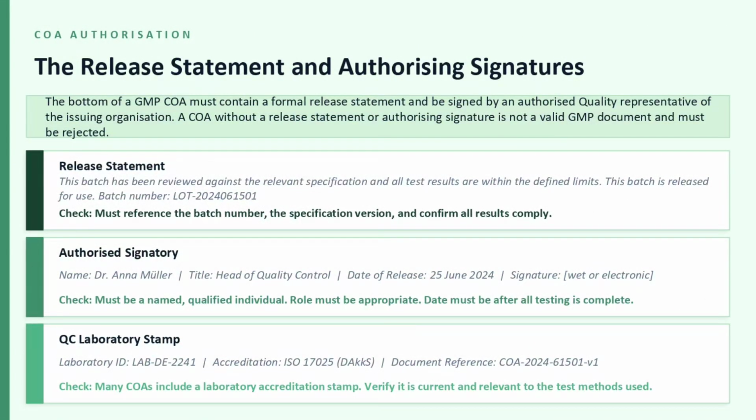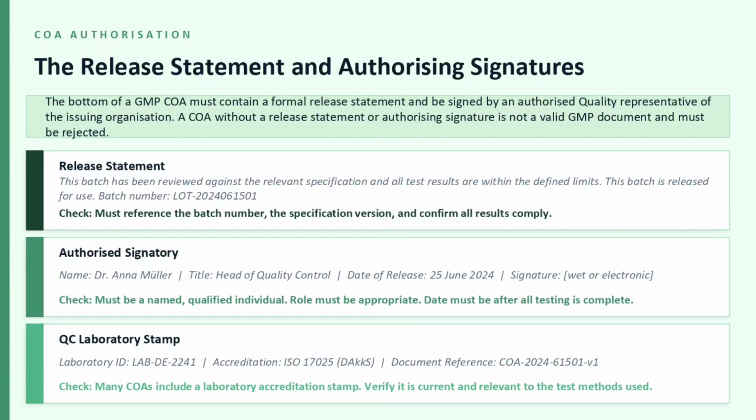The bottom section of the COA contains the release statement and the authorizing signatures. This section is what makes the COA a legally valid GMP document. The release statement is a formal declaration that this batch has been reviewed against the relevant specification and that all test results are within the defined limits. It must reference the specific batch number. A generic statement without batch identification is not adequate.